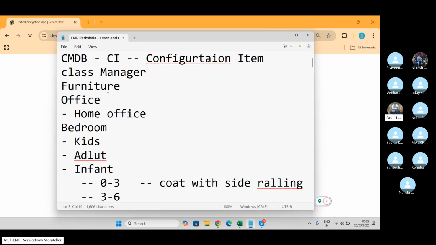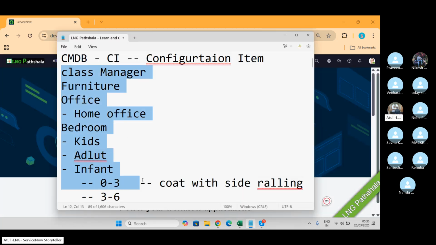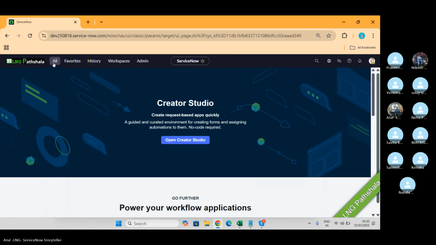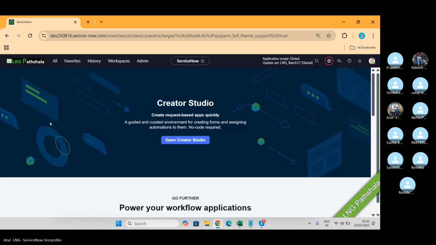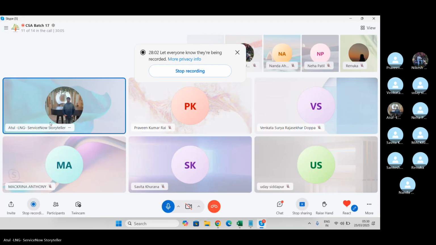So we'll first understand this concept. Go here, CI Class Manager. This will tell you how many classes we have in ServiceNow. Any idea how many classes we have in ServiceNow? Any wild guesses? 5, 10, 20, 30, 40, 50, 70, 100, 200, 500, 900, 1000, 2000. Any idea?